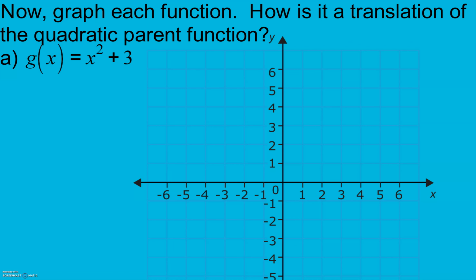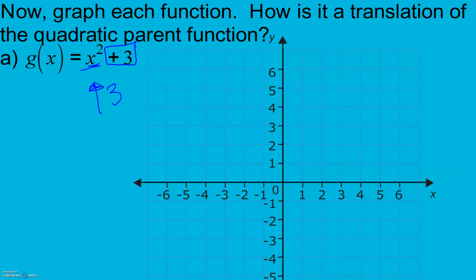Continuing on in section 4.1, feel free to pause here and give this a try if you'd like. We're going to graph each function and then determine how it's a translation of the quadratic parent function. So if we look here, we have a plus 3 at the end. It's after our x squared, so it's the value of our parent function plus 3. It's going to change the value, which means our output, by going up 3.